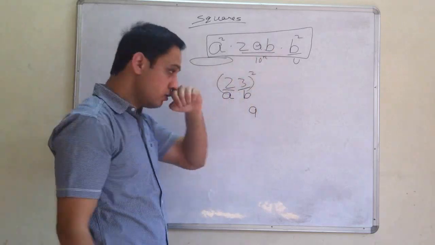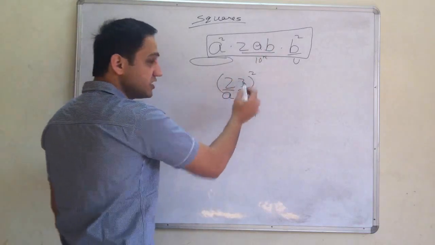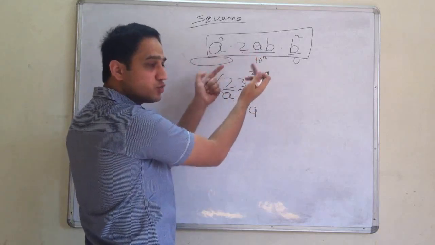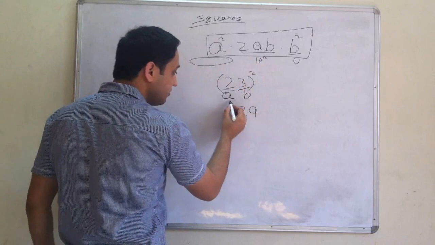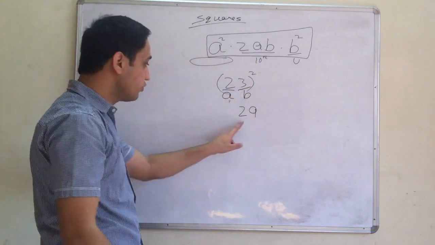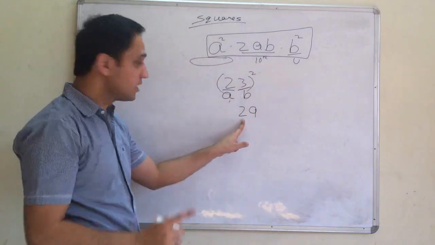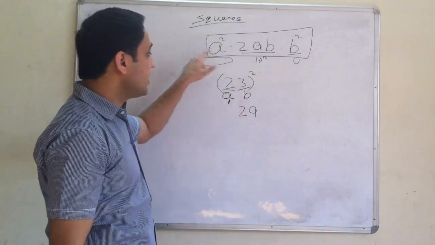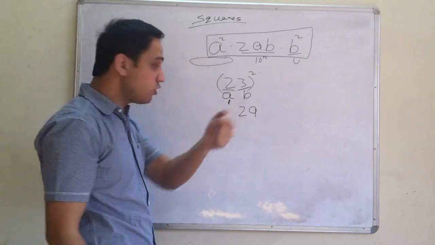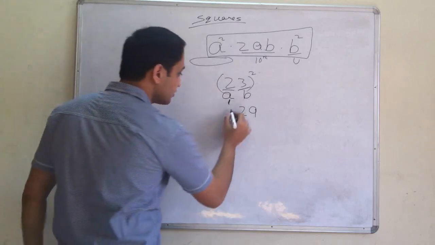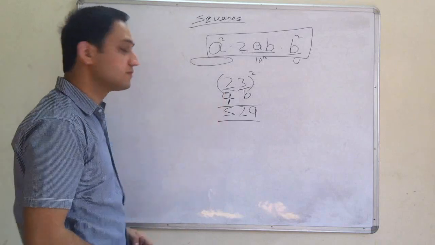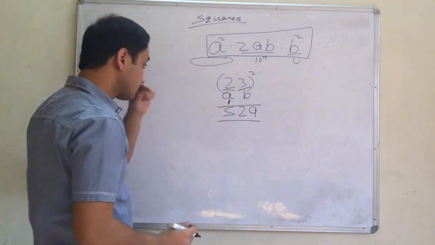2AB. 2AB represents: 3 2s are 6, so multiply both digits, 3 2s are 6, 6 double is 12. So here is 2, and 1 will be carried forward. Okay, because we have to take only one digit here. So there is 12, so 1 I'll carry forward. So lastly A square, which is 2 square, 4. So 4 plus 1 is 5. So the answer is 529. So this is the square of 23.